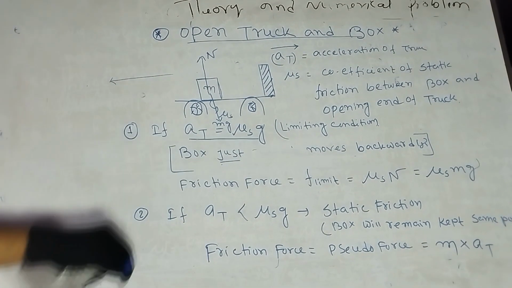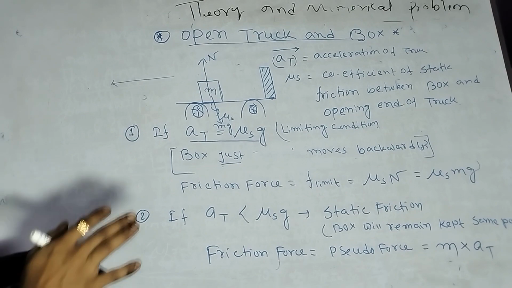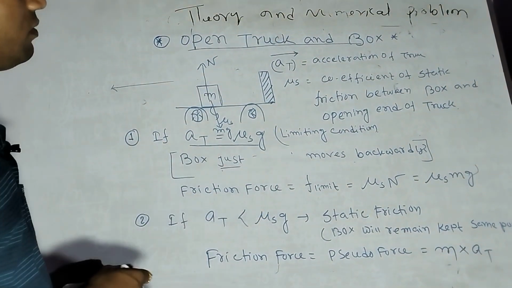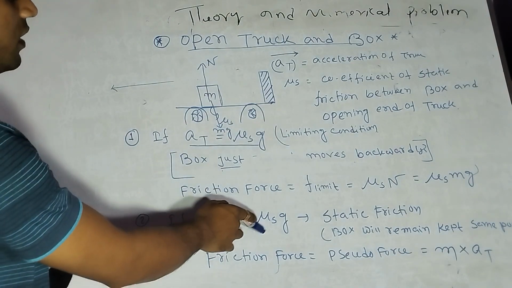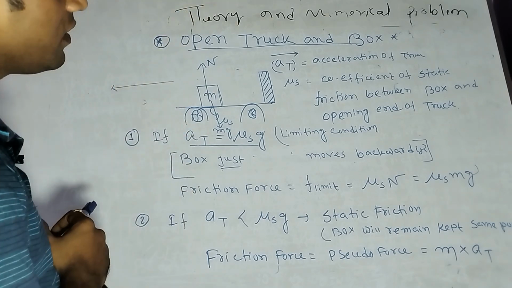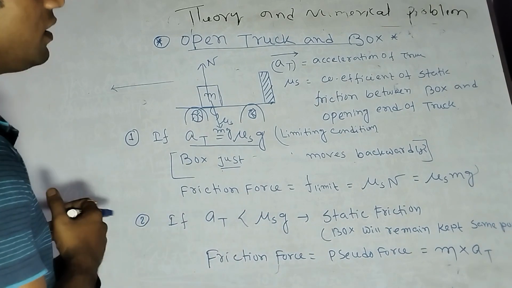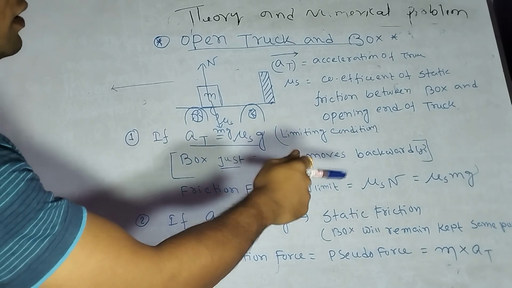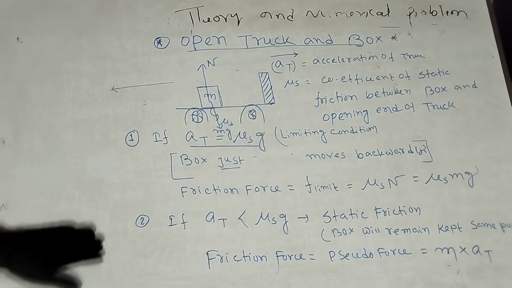If AT, the acceleration of the truck, is equal to mu s into g, then the box just moves backwardly. In this case, the friction force is equal to mu s into n or mu s mg. If the acceleration of the truck is less than mu s g, then the friction is static friction. The box will remain constant in its position. There is no relative motion. So the friction force in this condition is equal to the pseudo force. What is the value of the pseudo force? That means mass of the box into acceleration of the truck. Then the third condition.